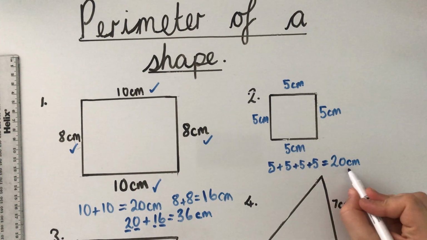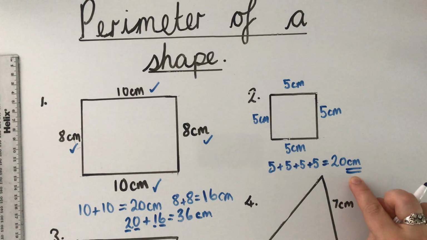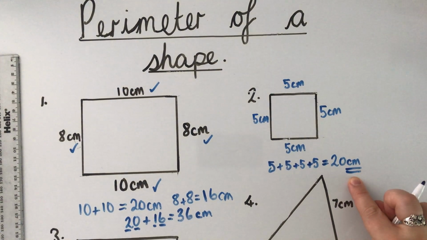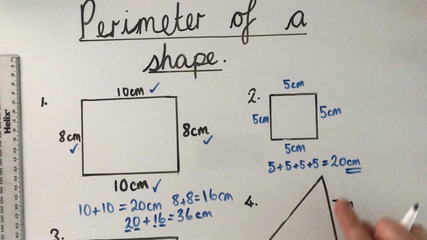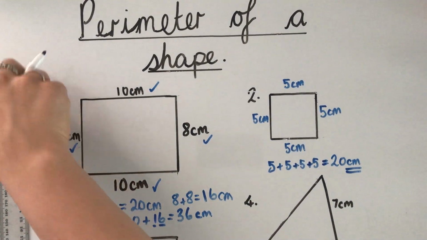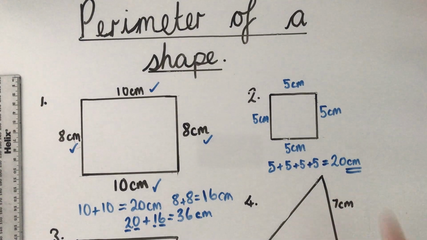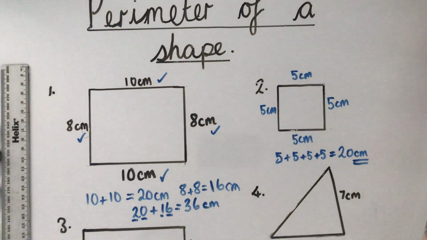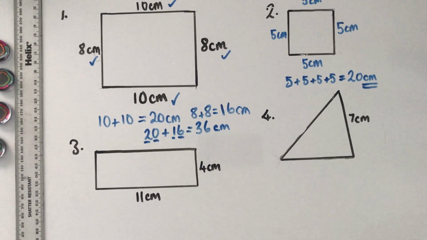It's really, really important that we put our units there, because if it was 20 metres, it would be very different. If it was 20 millimetres, it would be very different. We need to make sure we're putting the unit of measure on our shape. So we've got these two. Fantastic. Next up, I've got a couple of other shapes down here.